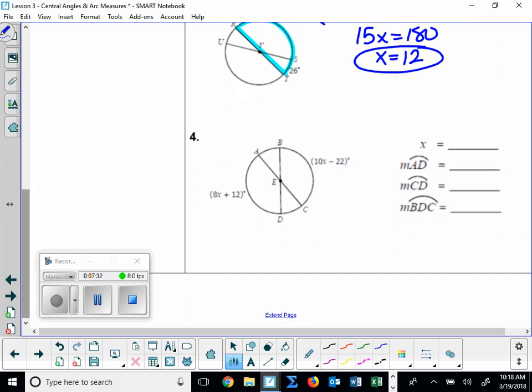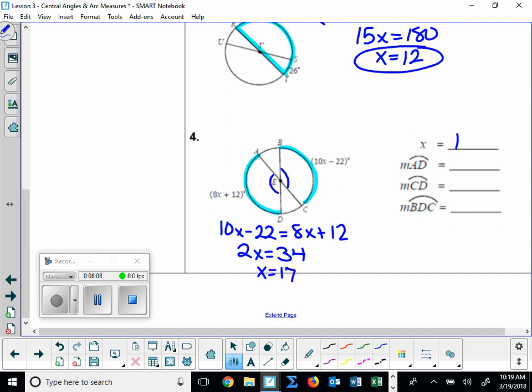Ooh, number 4 is kind of interesting. Let's see here. I have this arc, and I have this arc. And if I look at the angles, angle BEC and angle AEC are vertical angles. They're both central angles, so these arcs have to be the same, right? So 10x minus 22 equals 8x plus 12. Take a moment, pause your video, and fill this in.